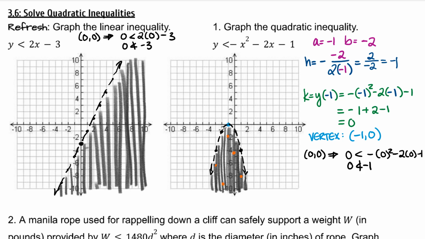What about a point on the actual parabola? Would that be a solution, like the vertex? Let's test it. Oh wait, no, 0 is not less than 0, and that is why this is a dashed parabola, not a solid parabola, because the points on the actual parabola are not solutions, but the parabola is a border for all the solutions in the shaded region inside.